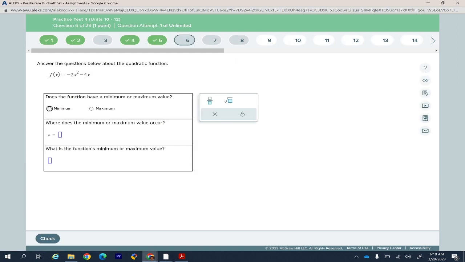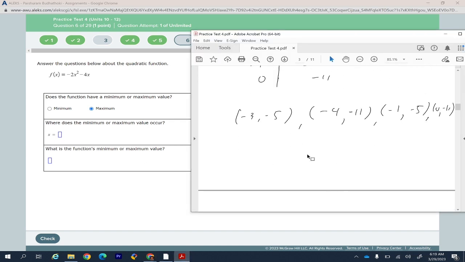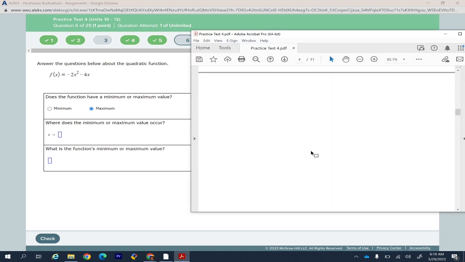So number 6, answer the following question. This is a quadratic function. As you can see here, the value of a, which is the leading coefficient, is negative. Negative means facing down. Facing down means you are going to find the maximum value. Where does the minimum or maximum value occur? In this case, remember, the maximum or minimum value occurs at the vertex. So you need to find the vertex. So the vertex can be found by using the same formula, negative b over 2a.